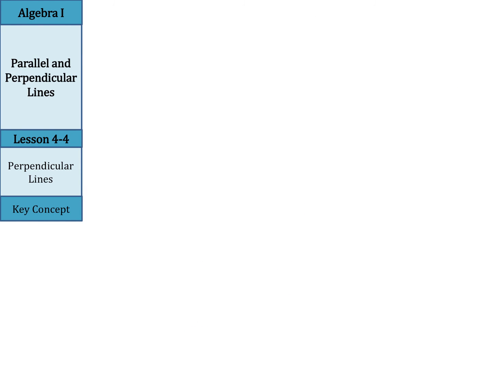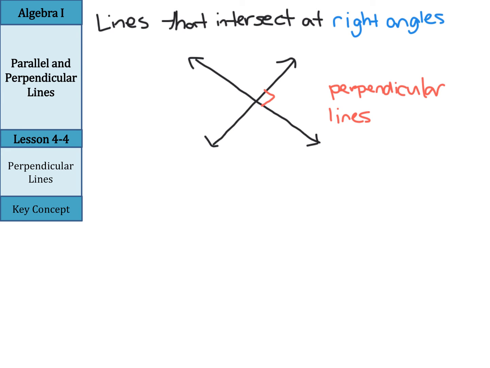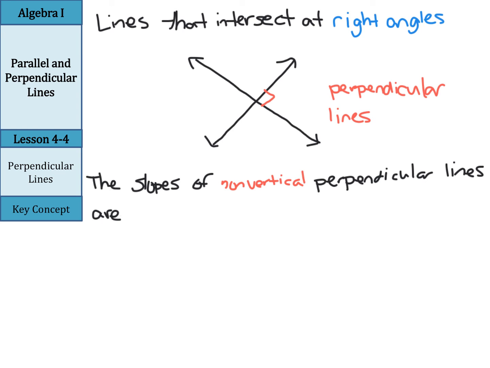Our next key concept is that of perpendicular lines. Perpendicular lines are lines that intersect at right angles. So here we have two lines that happen to intersect, they cross, and they're meeting at a right angle, so these are perpendicular lines. Now, the slopes of non-vertical perpendicular lines are opposite reciprocals.